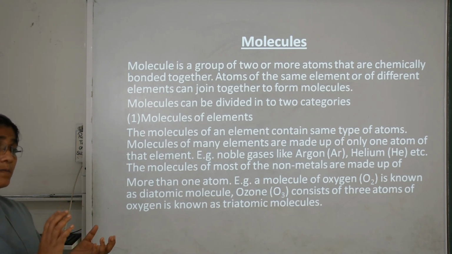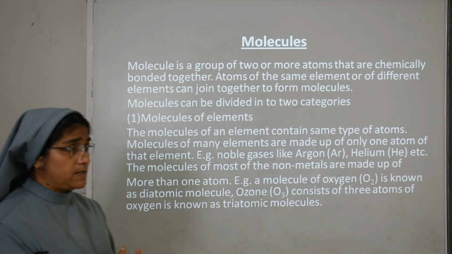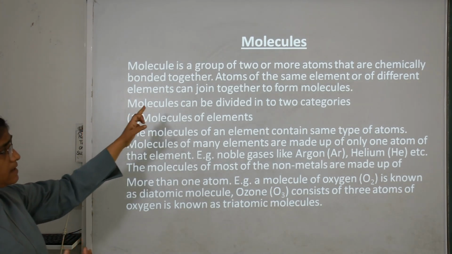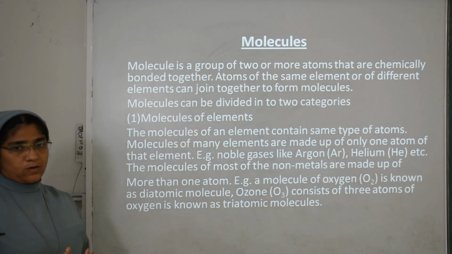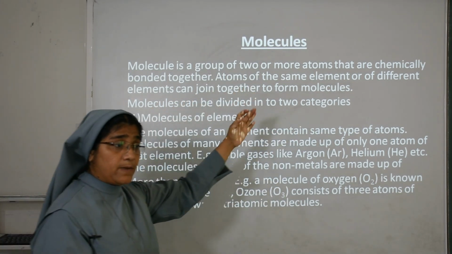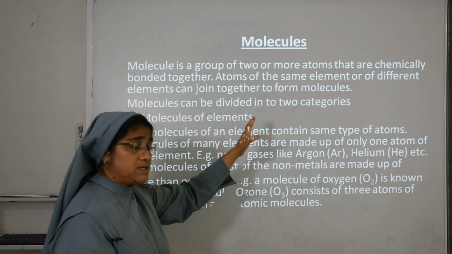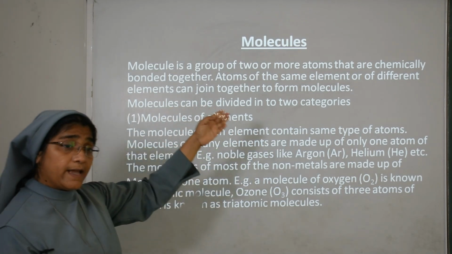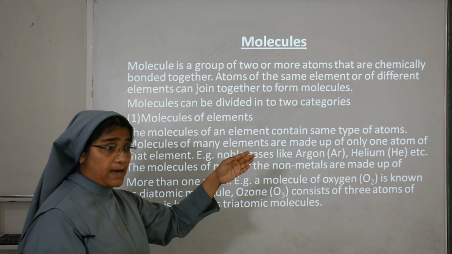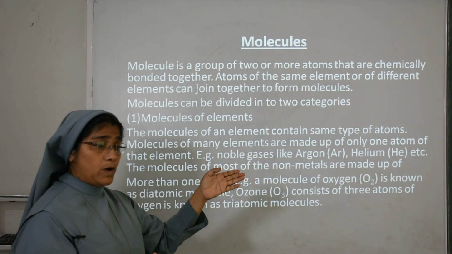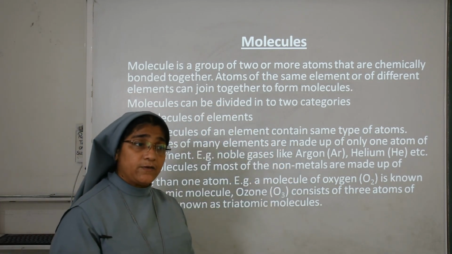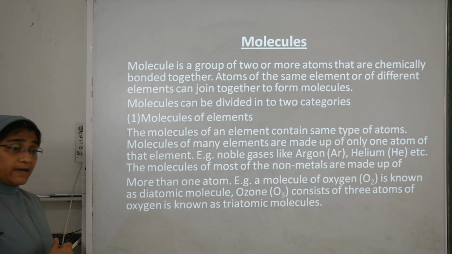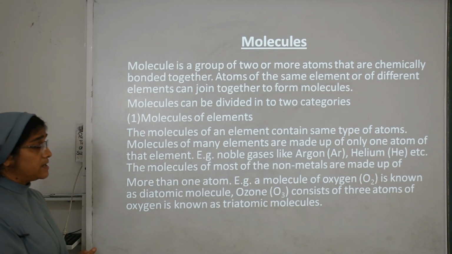Different elements can also join together. Carbon reacts with oxygen, we get carbon dioxide. Hydrogen reacts with oxygen, we get water. So different elements can join together to form molecules. Atoms of the same element: oxygen reacts with oxygen, we get oxygen molecules, O2. Chlorine reacts with chlorine, the same element, so we get Cl2, chlorine molecules.